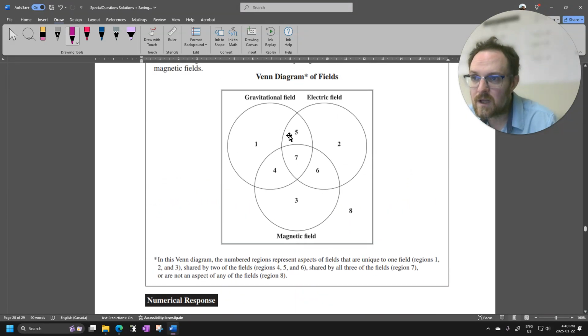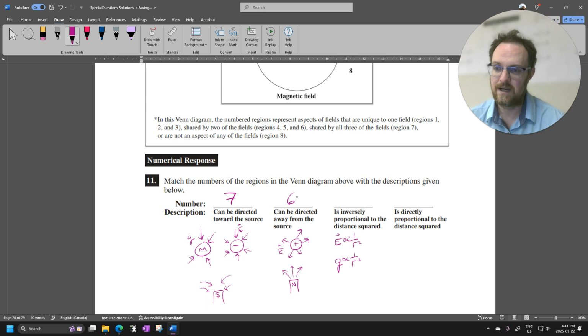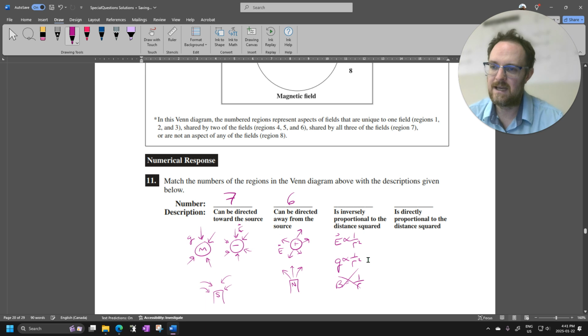So what would that be? That would be electric, so it would be 6 according to this, right? Inverse proportional to the square of the distance. So remember, E is directly proportional to 1 over r squared. G is proportional to 1 over r squared. But B, we don't have a formula for this. It's just 1 over r. So not proportional to the square. Right?